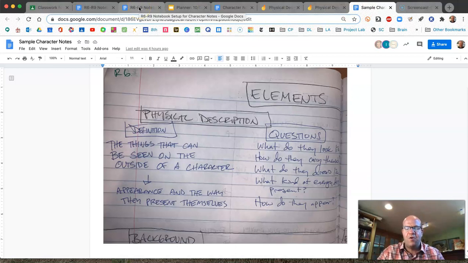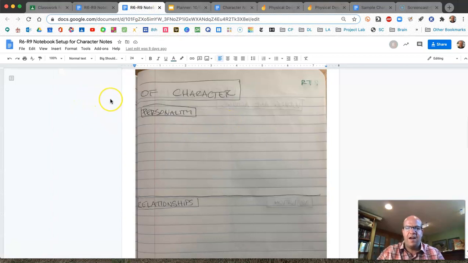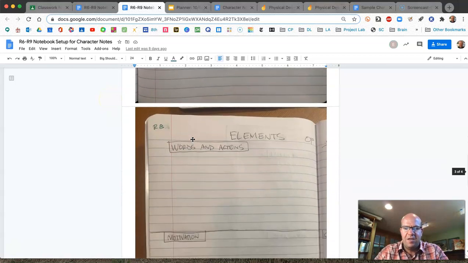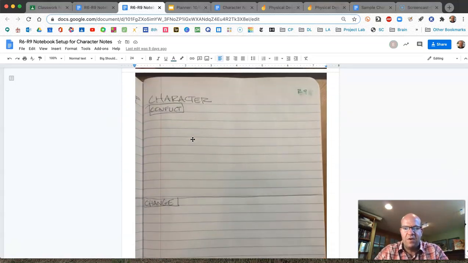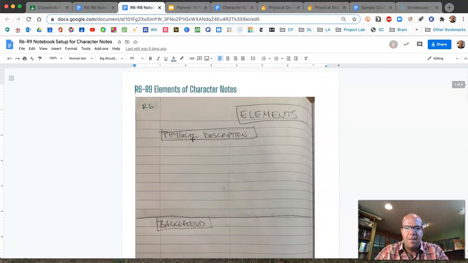If you have not set up your notebook on pages R6 through R9, there is a document called R6 to R9 Notebook Setup for Character Notes, and this guides you through what each page of your notebook should look like. So if you're curious, like, what do I put where, this has everything there. And so know that that is available to you too.